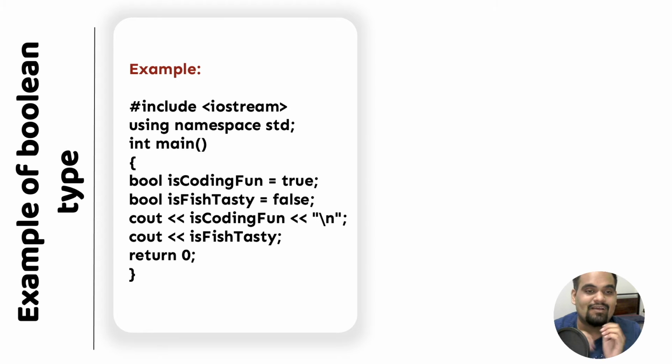So when you cout isCodingFun and when you cout isFishTasty, you would get true or false, which is going to be 1 and 0. I don't really have the output over here, but for isCodingFun you get 1, and for cout isFishTasty you'll get a 0. So that's how you get these values and output.